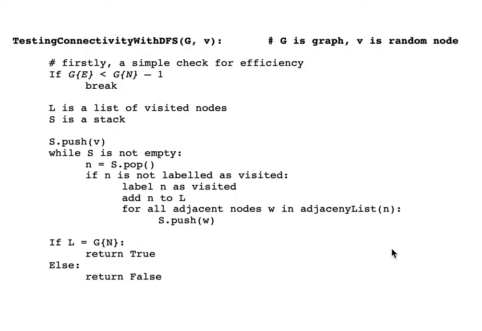The only additional code added is the creation of a list of visited nodes, which is added to if a node is visited that has not yet been labelled as visited. And by the end of the search, if the length of the list of nodes is equal to the number of nodes in the graph, then the graph is connected. But if it's not equal, the test fails.